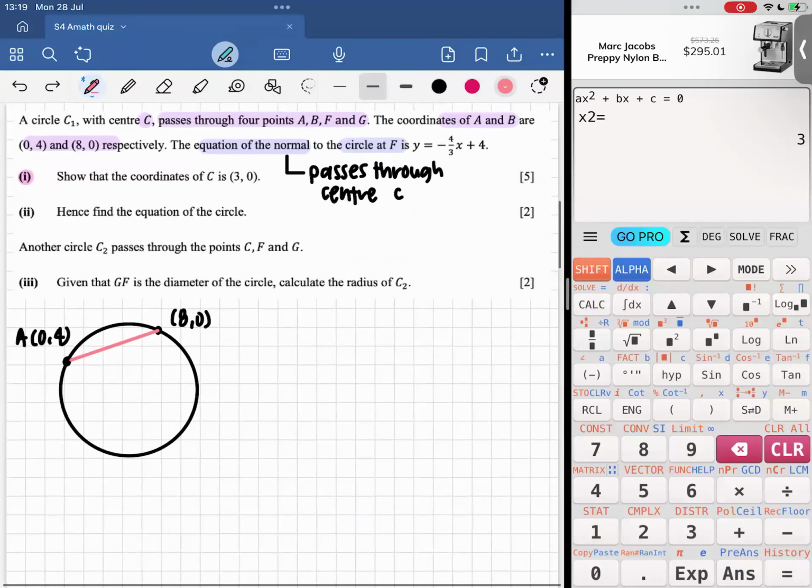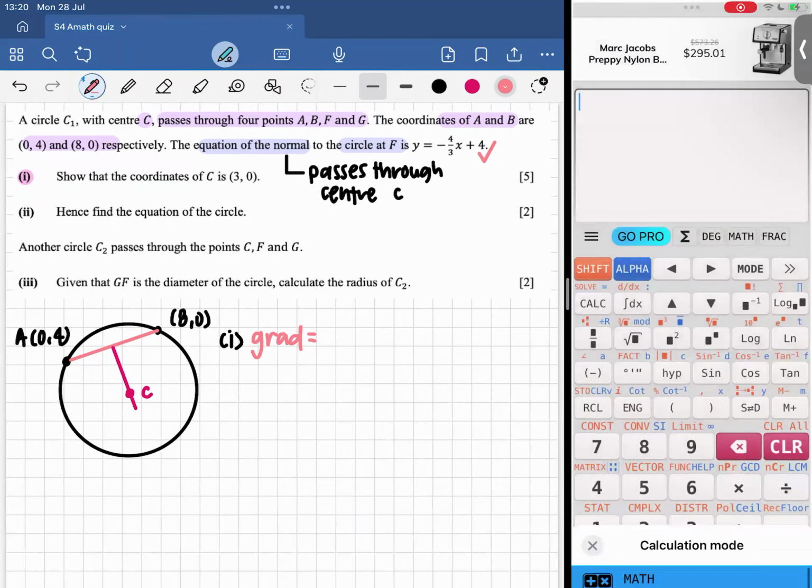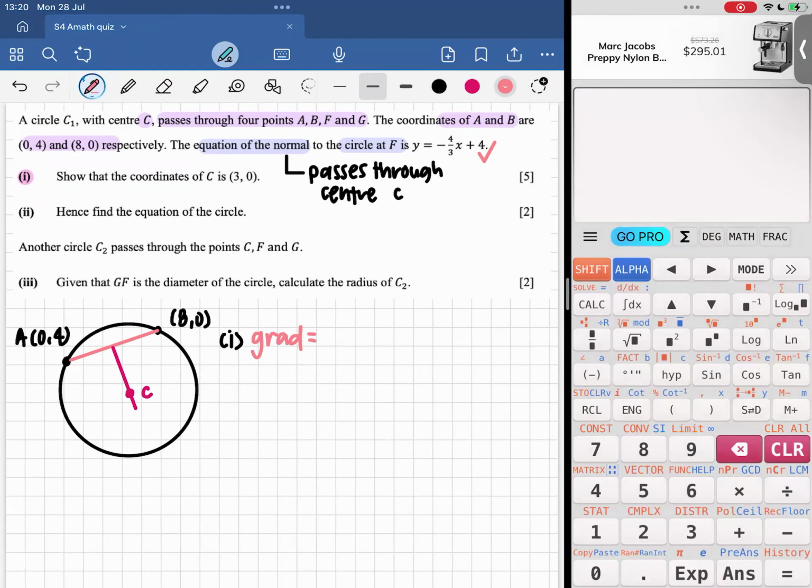So what we need to do for part 1 is find a line that passes through the center. I already have one line here. I need another line. So the other line I'm looking at is the perpendicular bisector of the chord. How do I do that? I'm finding the gradient of AB first. I'm just going to shortcut everything, because once you can see the step, you'll be able to do it. I'm sure you can find the gradient of AB.